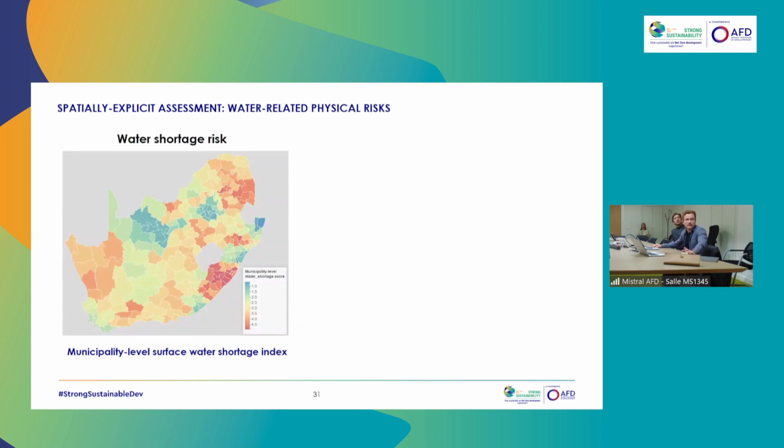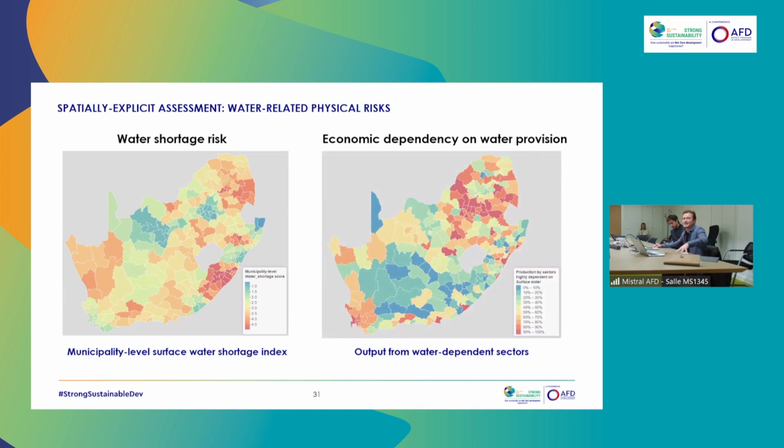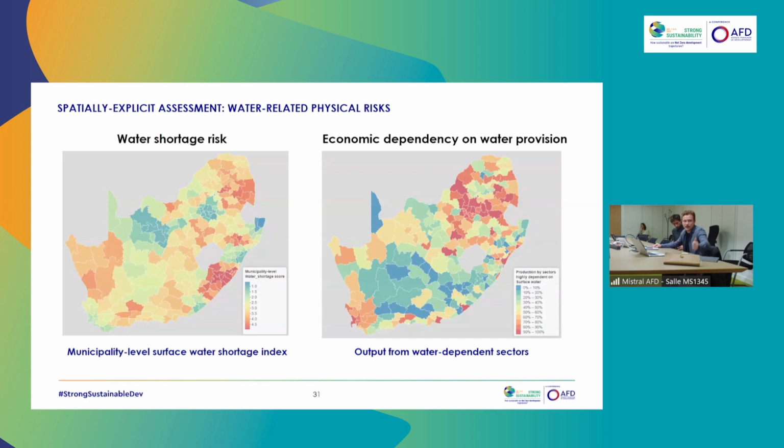So this is the result for the municipality-level water shortage risks. This is a way of looking at whether each municipality is more or less prone to be affected by water shortage. And this is to compare to the image of the economic activities that depend on water. This ensues from our dependency analysis before, but now we combine it with a likelihood of shock assessment, and we ask how much production, for example, 10% of South African production, is vulnerable to water shortage, in the sense that 10% of South African production is simultaneously located in a water-scarce municipality and in a sector which is highly dependent on water. This is the definition of vulnerable to water shortage.